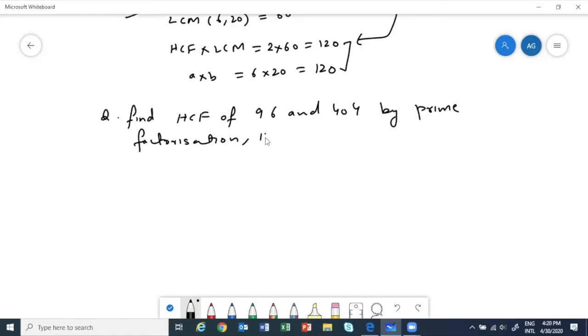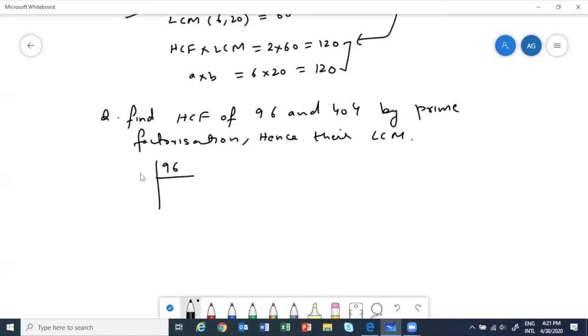And hence find the LCM means you don't have to find the LCM using prime factorization. You have to use the property that we did. Hence find their LCM. Correct? So firstly, we need to prime factorize. So let's prime factorize 96. Sorry, it's 96. See how we are going to use this property.